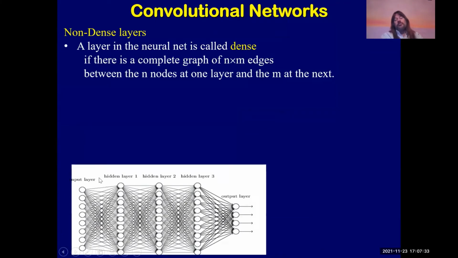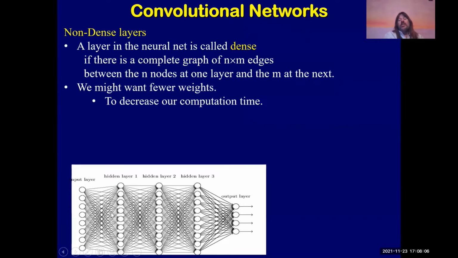All right, so here's your neural net, and what we talked about before is that it's layered like this, and between every node at one layer and every node at another layer, there's a separate edge with a separate weight. So that's called a dense layer, but we might want fewer weights, or we might want to put some constraints on those weights. Why?